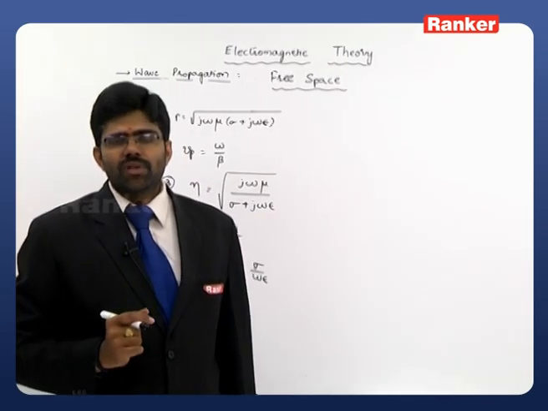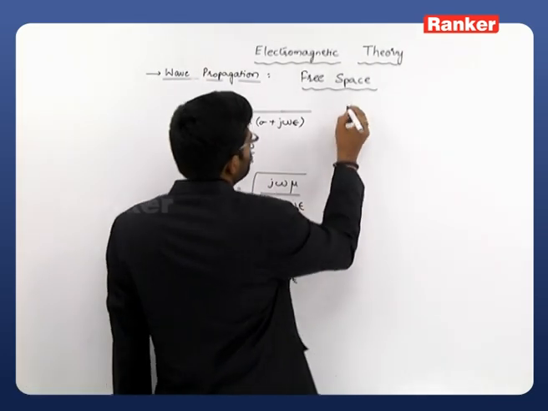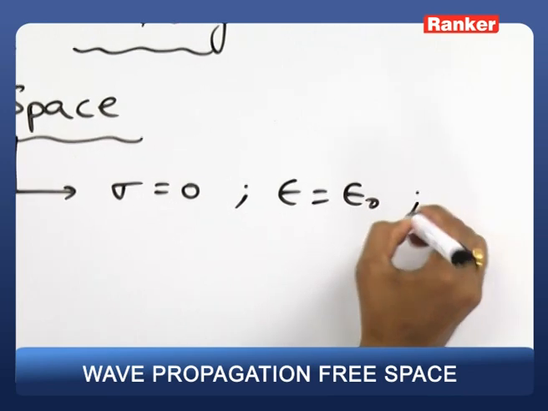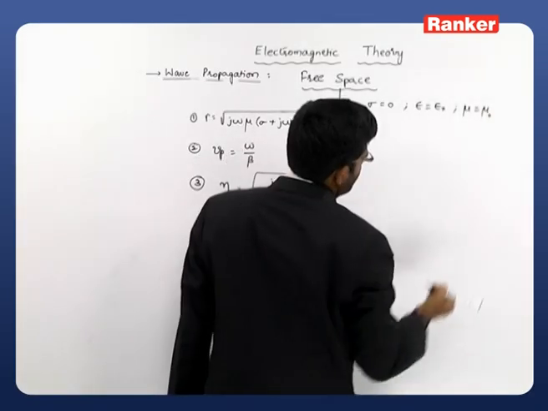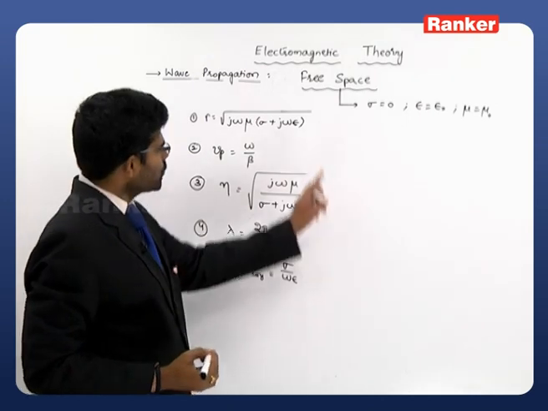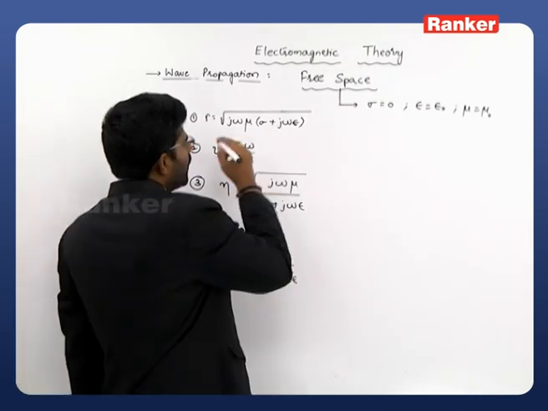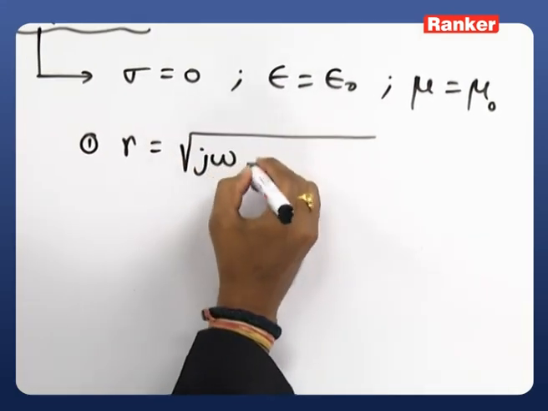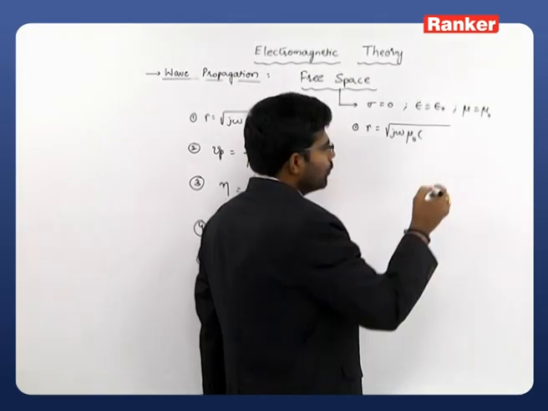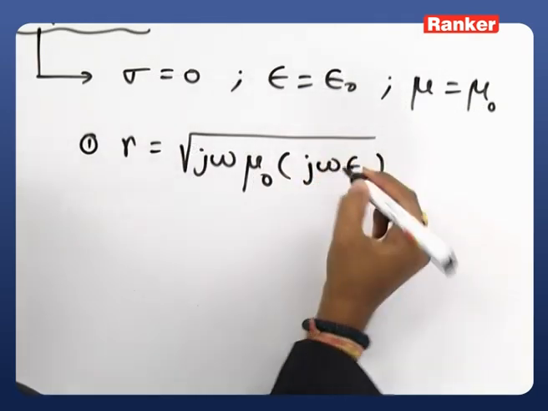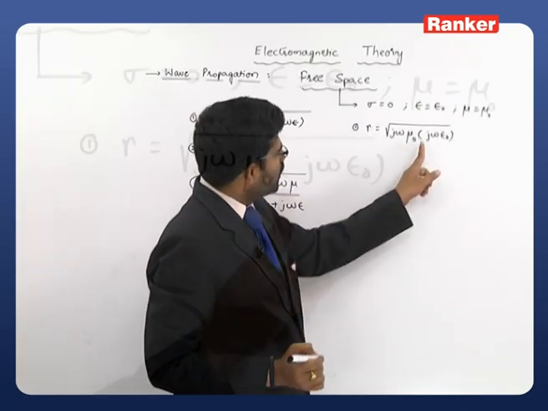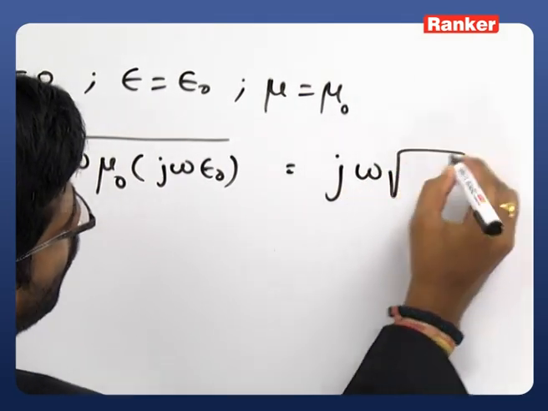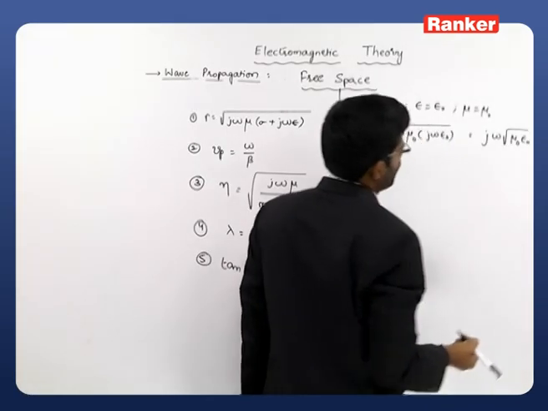How were the characteristics of free space described? Clearly, the free space has conductivity sigma equal to 0, epsilon is equal to epsilon naught, and mu is equal to mu naught. The analysis is very similar to the previous one. Just we have to replace these quantities here. Then what is our gamma? Gamma is equal to under root j omega mu naught into, sigma is 0, just j omega epsilon naught. So j omega mu naught into j omega epsilon naught, which is equal to, similar to the previous one, j omega under root mu naught epsilon naught.